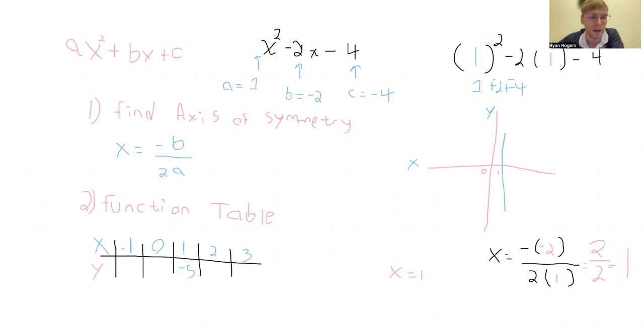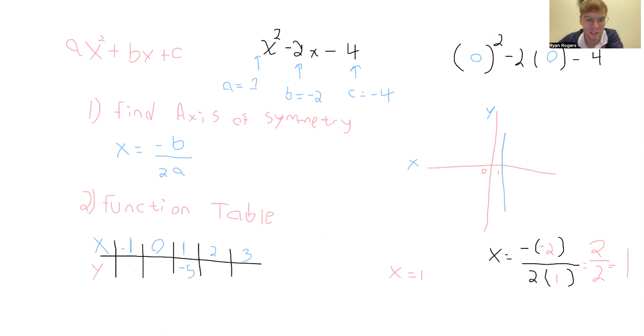And then instead of 1, I'm going to change it now. I'm going to do 0. And we're going to do this for all the numbers. If I put 0 in, we're just going to get -4, right? Because 0 squared is 0, -2 times 0 is 0, and then we're just going to get -4.